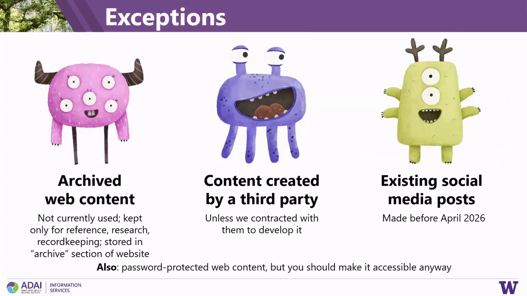There are still a few exceptions to the new rules, though, and they include things like archived web content, which refers to content created before the April 2026 deadline that is kept for reference, research, or record keeping only, and is kept in a separate area on the website for archived content. Another exception is content created by a third party and shared on our website unless we contracted with that third party to develop that content. So this might be sharing a document or a video that was created by another organization without our involvement, but that we want to make available to our users. We don't have to try to make someone else's stuff accessible, essentially.